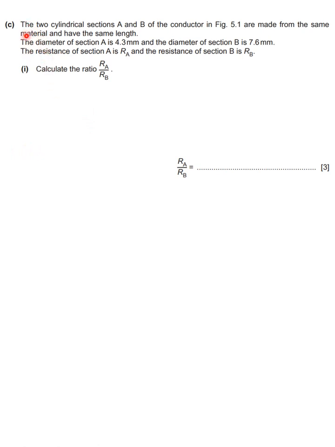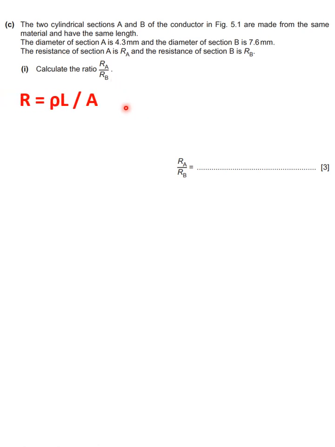Question C. The two cylindrical sections A and B of the conductor in figure 5.1 are made from the same material and have the same length. The diameter of section A is 4.3 millimeters and the diameter of section B is 7.6 millimeters. The resistance of section A is RA and the resistance of section B is RB. Calculate the ratio RA over RB.